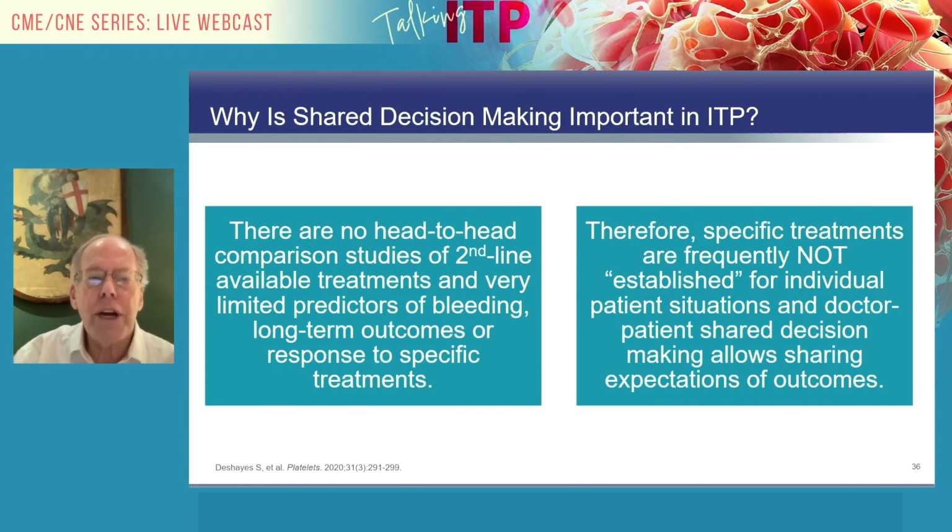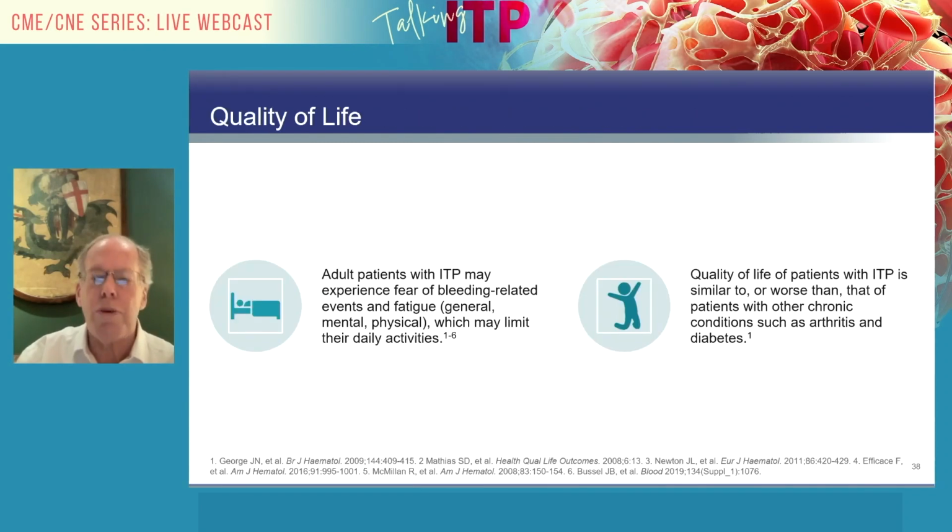What makes this so tricky, and one reason why shared decision-making is so important, is there are no slam dunks. There are no treatment comparisons of second-line agents, so you can't be very specific about, oh, this one's better for bleeding, that one has a better long-term outcome, etc. And because of that, they're not situations where specific treatments are established, although there are some areas where there are tendencies. But even in those areas, you'd want to talk with the patient and see what they think.